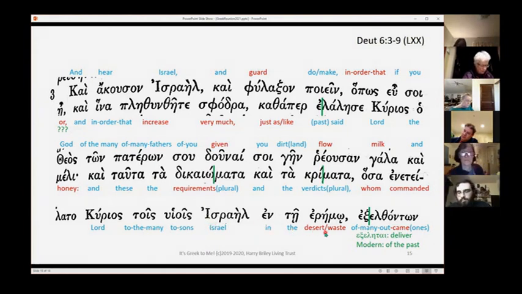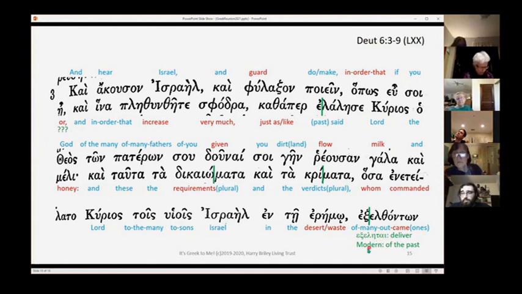And then Arimo is the word for desert or waste. So God is giving these requirements and verdicts that he commanded to the sons of Israel that were out in the desert. This word, elthon, is the word that we've learned to mean came or come. So of many outcome ones, as the best I could make it in a wooden form, but it gets translated as delivered or delivered out of the desert.